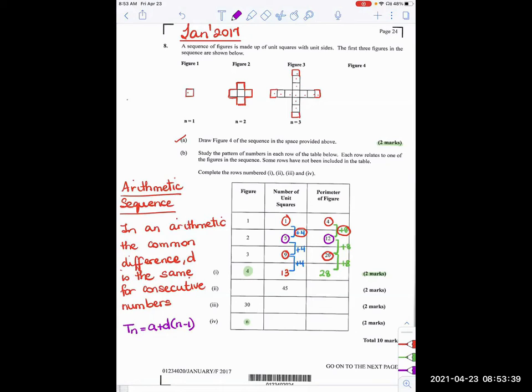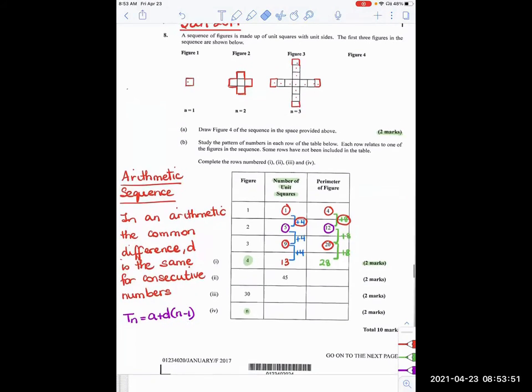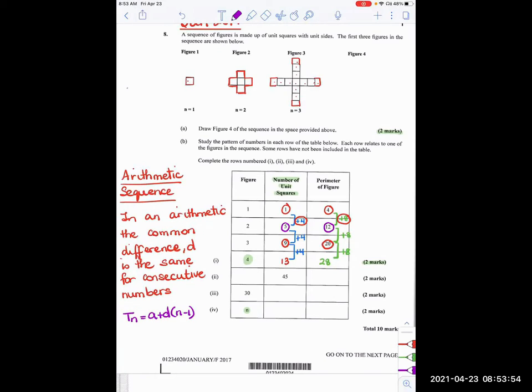So we want to find the formula for the number of unit squares. I will do the formula for the number of unit squares, and you will do the formula for the perimeter. So observe what I am doing. For the number of unit squares, we need to know the first term. So the first term is 1. And we need to know the common difference. The common difference is how much we add in consecutive numbers. So D is equal to 4. That is all the information that we want.